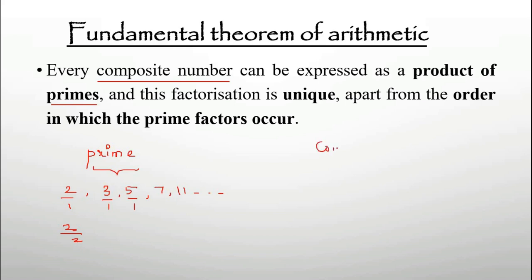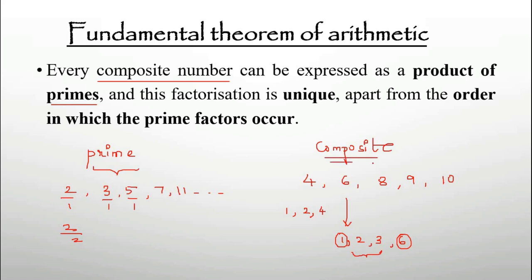And the composite numbers are the ones which can be divided by 1 and themselves and other numbers as well. For example, if I take 4, 6, 8, 9, 10. Now here 4 has many factors, that is, it can be divided by 1, it can be divided by 2, and it can be divided by itself. Whereas 6 has factors 1, 2, then 3, then it is divisible by itself. So you can see, along with 1 and itself, it has other factors as well. So these are called composite numbers. So once it is clear what prime and composite numbers are, let us understand what the statement says.